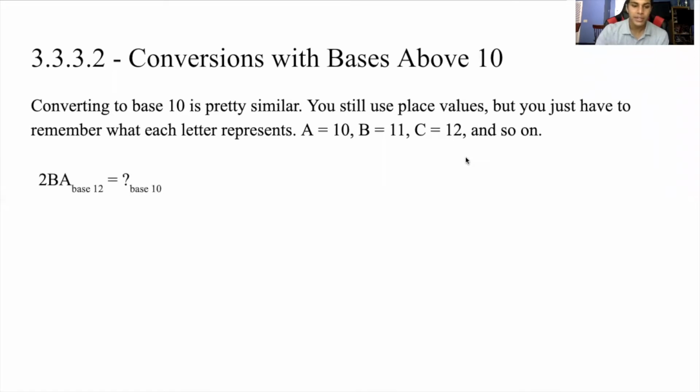If I were converting this number, 2BA in base 12, to base 10, then first I need to label the place values like I would in any other conversion problem to base 10. So I write out my number, 2BA, and I label what place values are here. So this is the 12 to the zero place, which equals 1. So this is the ones place.